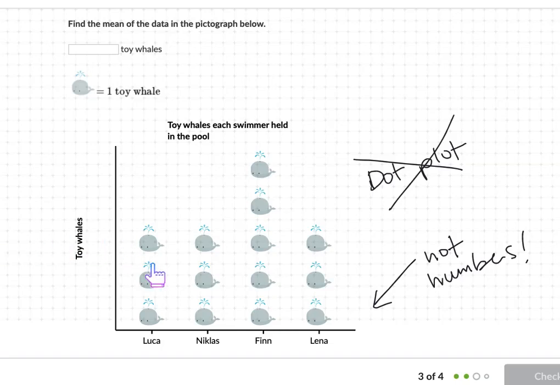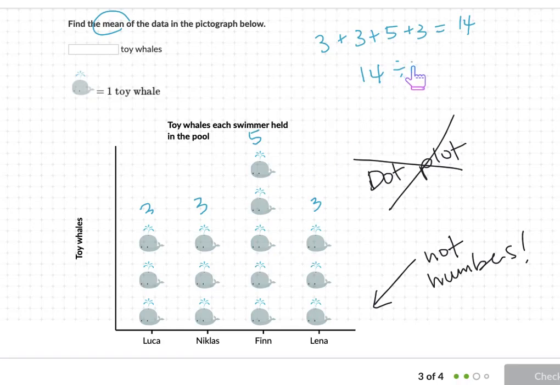All right, the mean. So we're going to first count up the frequencies for each kid. Lucas had 3, Nicholas had 3, Finn had 5, and Lena had 3. If we want to figure out the mean, we need the fair share. So fair share means we're adding up all our scores, and then we're going to divide them equally between everybody. So after you added it up, you should have gotten 14. 14 divided by the 4 kids will give you your answer. So I'm going to calculate that in my calculator. And I got 3.5.